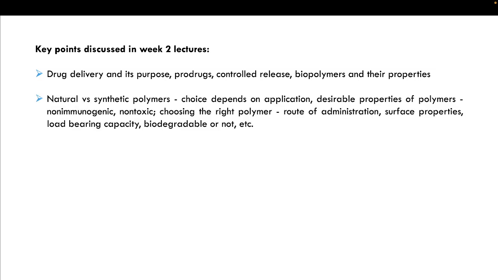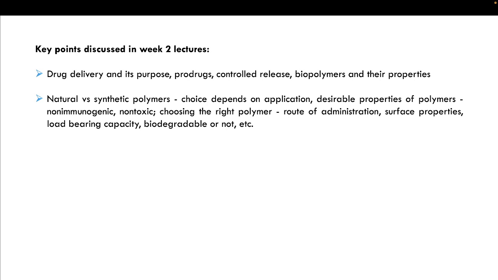Following this, the course goes into more detail about biopolymers. What was discussed started with natural versus synthetic polymers. Polymers are basically large macromolecules of monomers which we use for biological applications. These can be natural, which means they can be derived from any biological source, or they can be synthetic. We can synthesize these polymers depending upon our need. And the choice between natural and synthetic will depend upon its application.